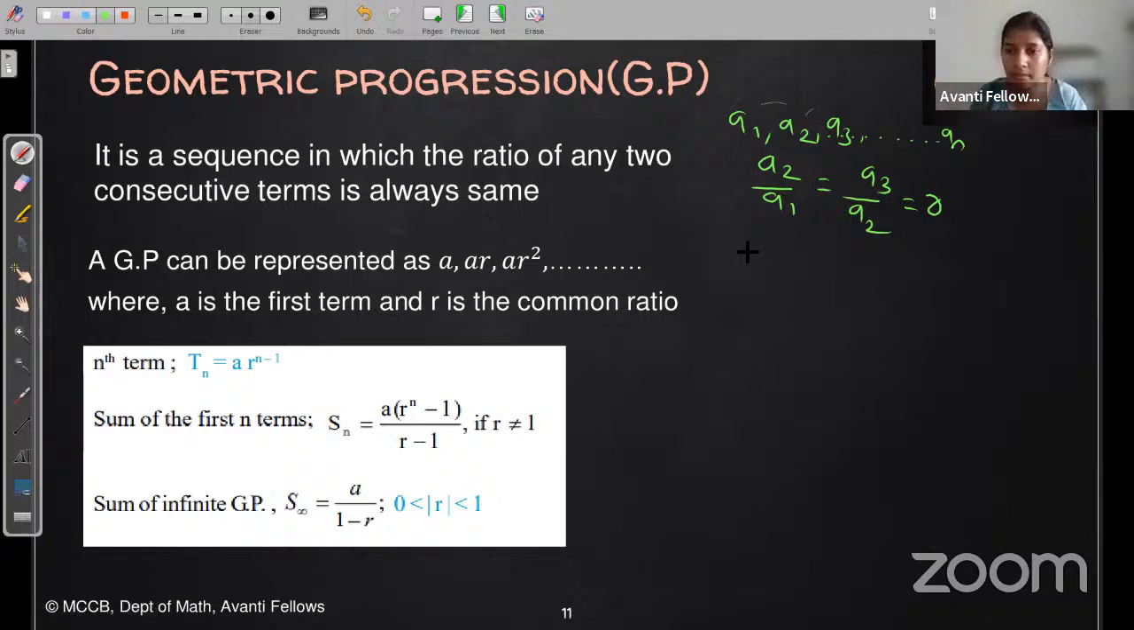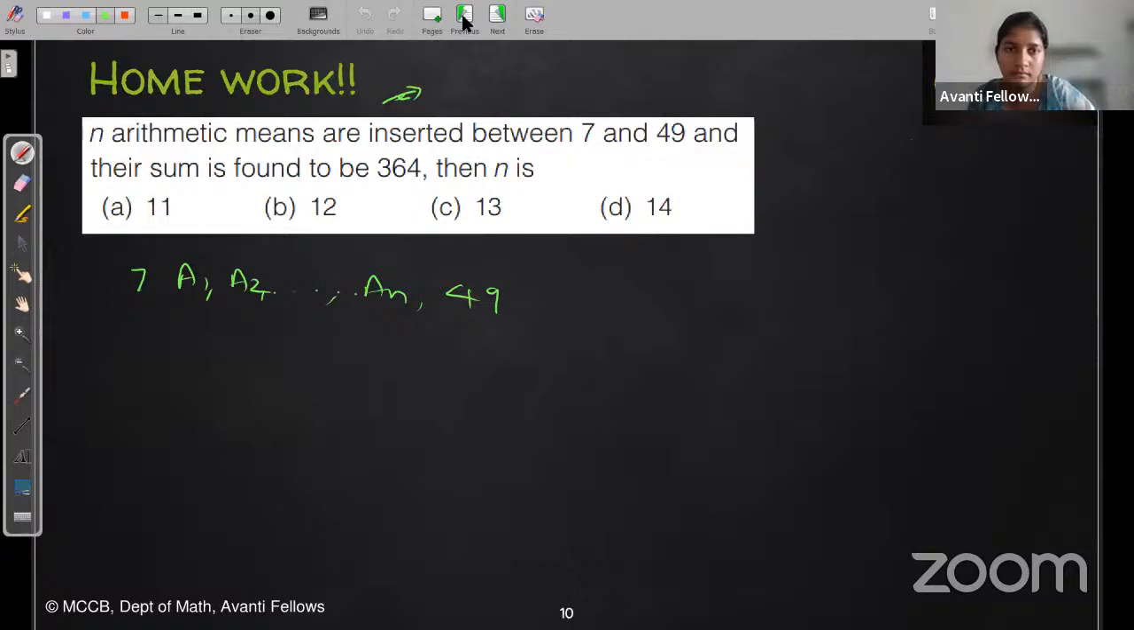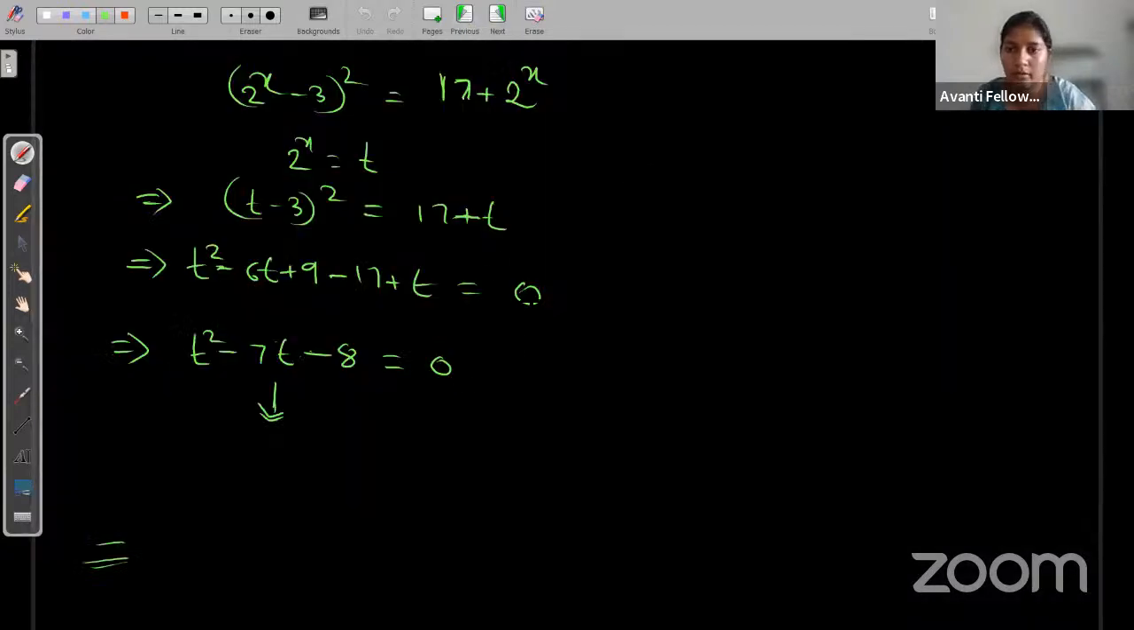If the ratio of these two consecutive terms is the same, then we say such a sequence is a geometric progression. Okay, a student wants me to solve the last problem. Well, if you want me to solve it, then I'll solve it. This is the homework part. You want me to solve this, right? Okay.